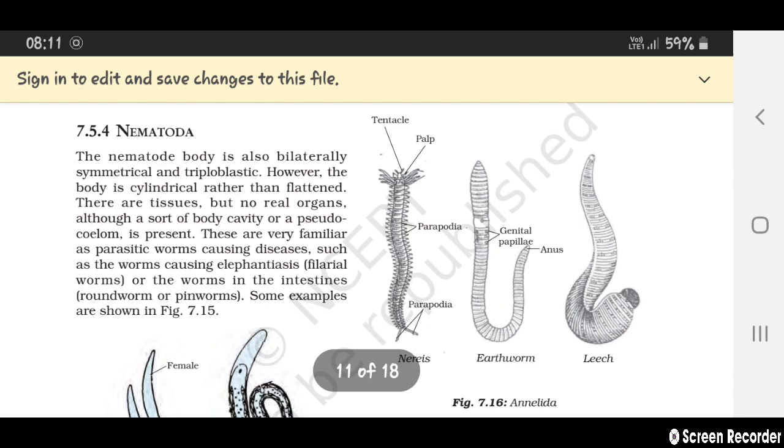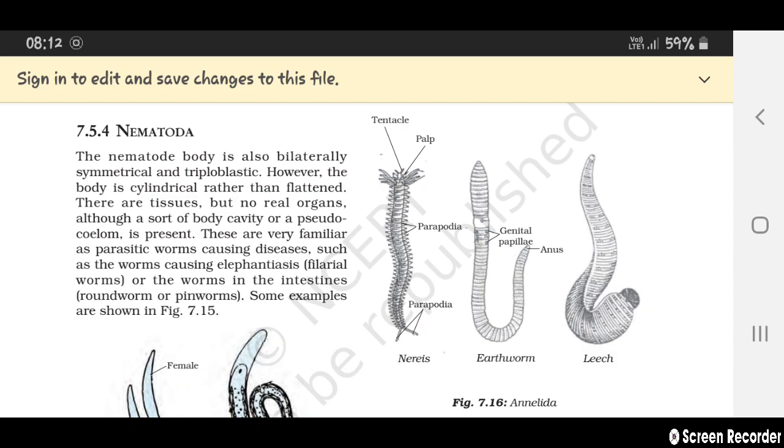Next is Nematoda. The nematoda body is also bilaterally symmetrical and triploblastic. However, the body is cylindrical rather than flattened. There are tissues but no real organs. Although a sort of body cavity, a pseudocoelom, is present. These are very familiar as parasitic worms causing diseases such as elephantiasis, or the worms in the intestine.